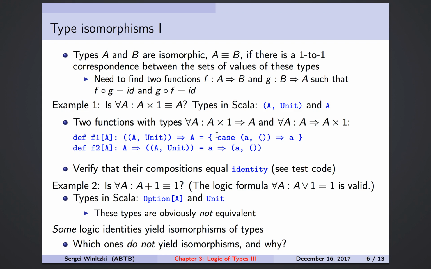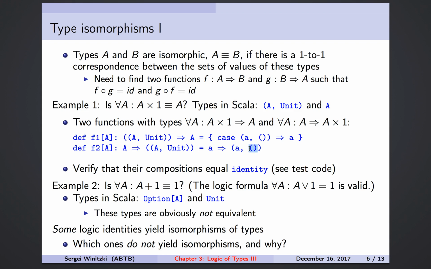Here is the Scala code. Well, the Scala code is very simple. You take a tuple of A and unit. You want to produce A. Well, you just pattern match on the tuple. You get the A as a pattern variable out of it, and you return the A. The second function is also very simple. You take an A and you produce a tuple. First part of the tuple is A. The second part of the tuple is the unit value.